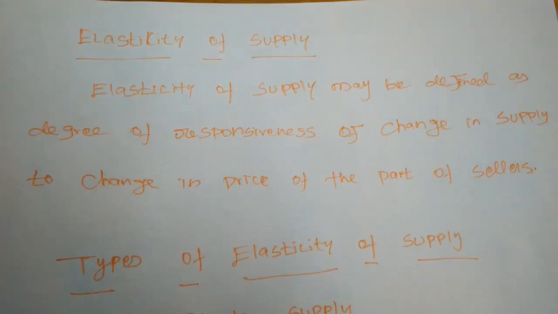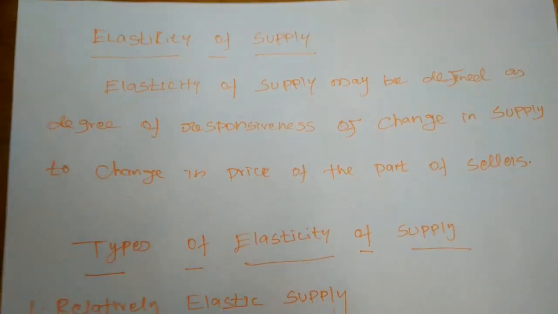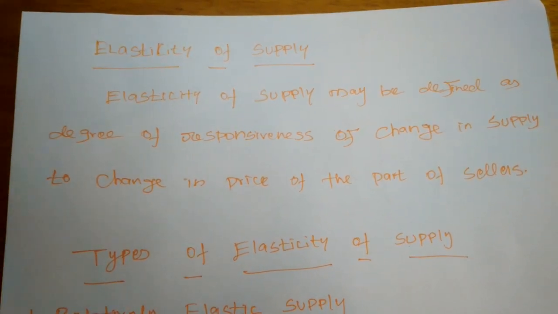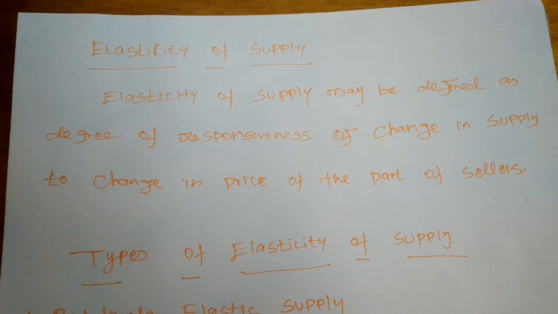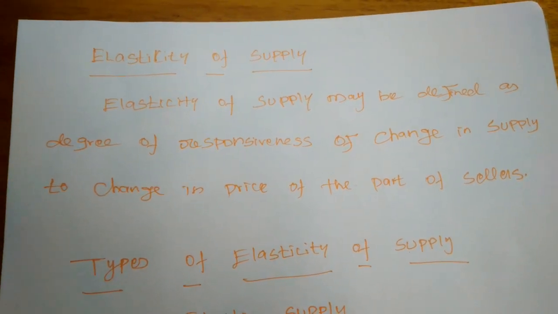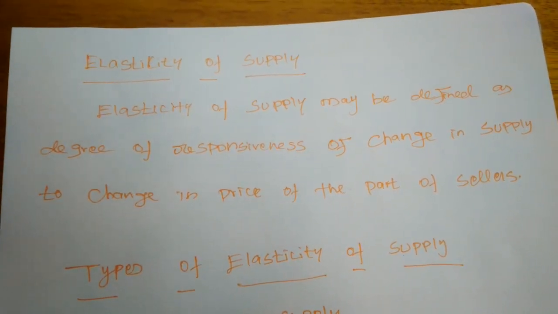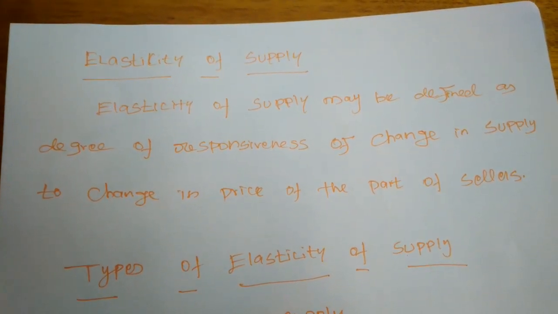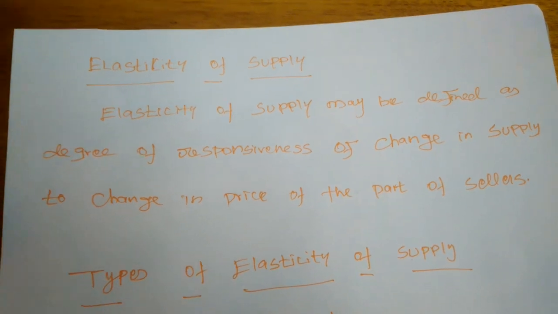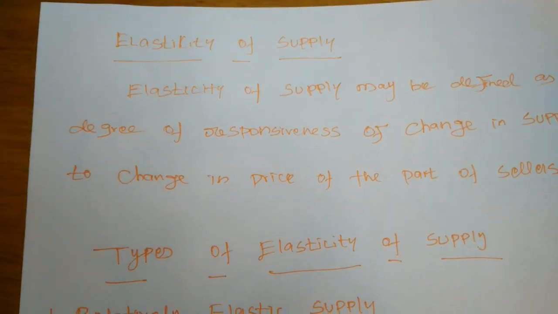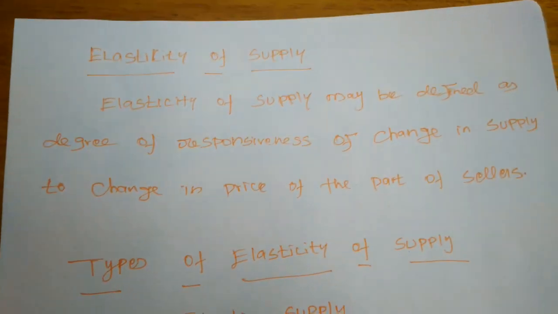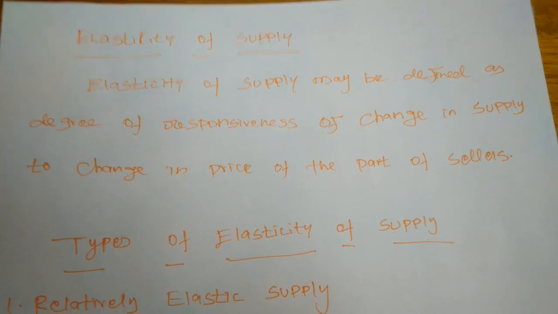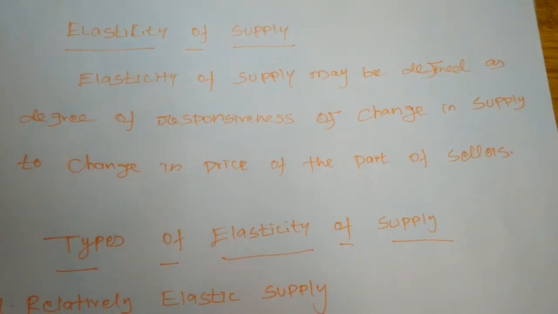Okay students, next, elasticity of supply. We have studied the law of supply: whenever the price increases, the supply of commodities also increases. But the law of supply did not explain in which ratio the supply of a commodity will increase when its price increases. So elasticity of supply may be defined as the degree of responsiveness of change in supply to change in price on the part of sellers.